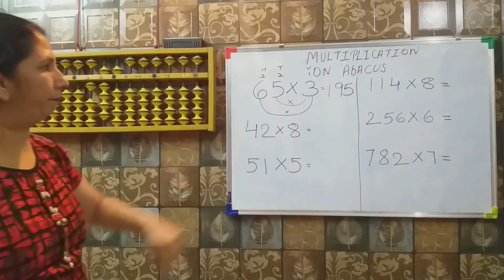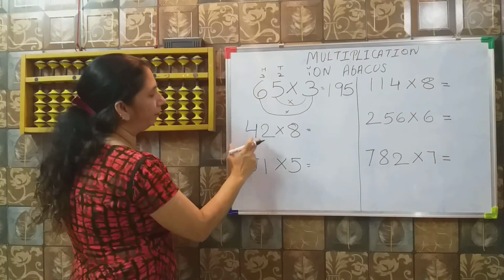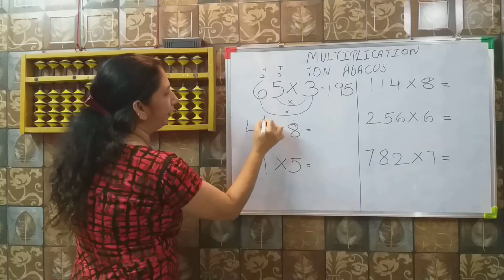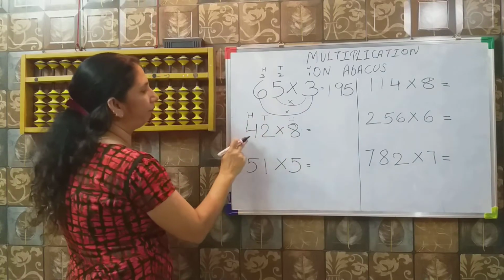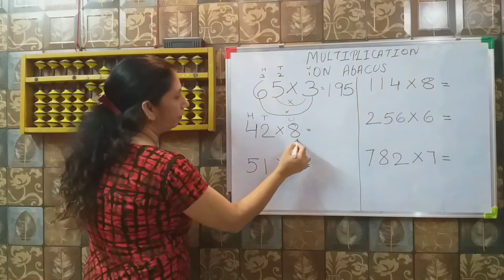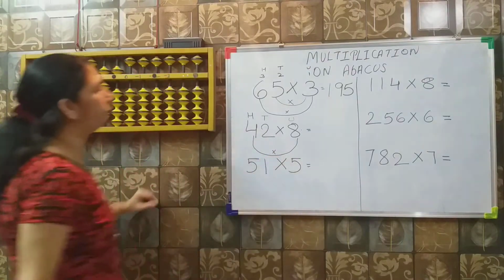Now one more example. In the same way we have to count the digits. So how many digits do we have? 1, 2, 3. 3 digits means unit, tens, hundred. From which place do we have to start the sum? From the hundred place. In the same way, first multiply 8 into 4. 8 into 4 is 32.